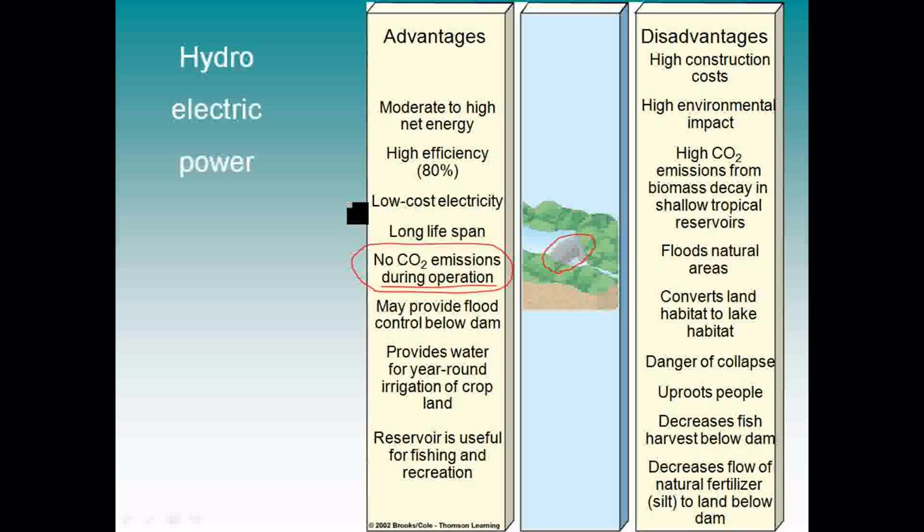The electricity is extremely low cost, extremely high efficiency. And the power of the falling water can be quite high. It all depends on the height of the dam, and it depends on how fast the water is flowing. Both of those things influence how much energy you get out of the dam.